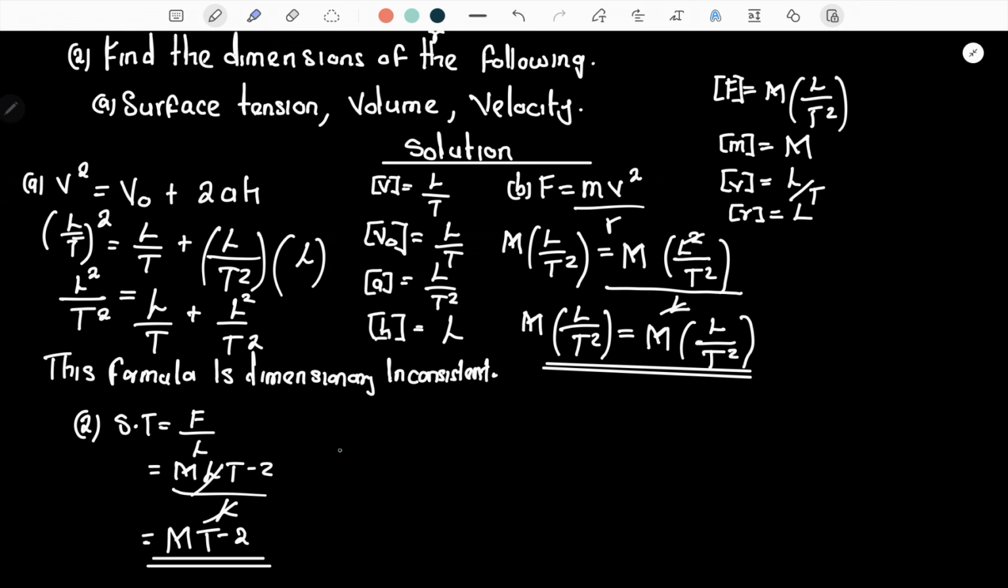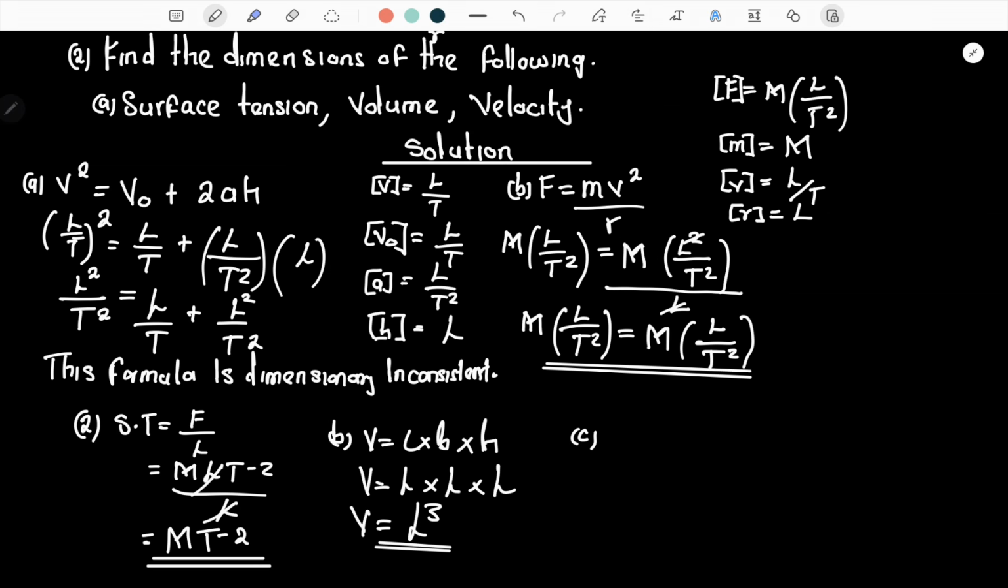We go to the second one, volume. So volume is simply length times base times height. We know that length is simply capital letter L, base is still L, height is still L, and hence the volume is going to have L to the power 3. Now, there is no need of putting M to the power 0, T to the power 0, because you know that any number raised to the power 0 is simply 1. So 1 multiplied by L to the power 3 is simply L to the power 3.